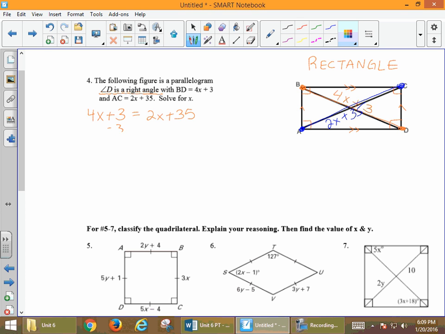Solving, I can subtract 3 on both sides. 4x equals 2x plus 32. Subtract 2x. 2x is equal to 32. And divide by 2. And x is equal to 16.